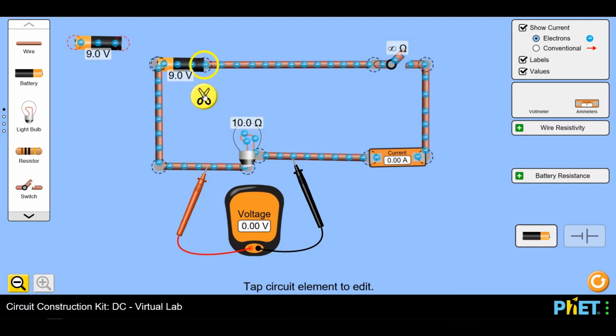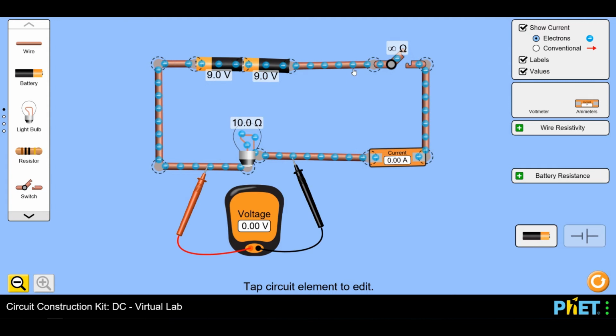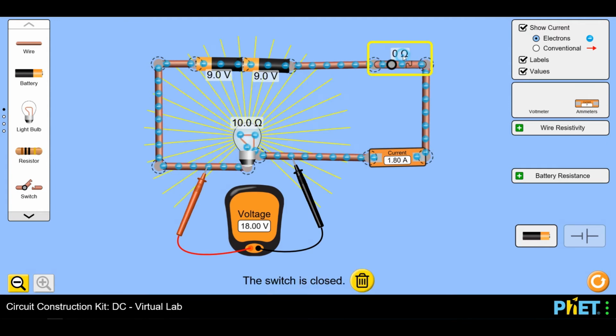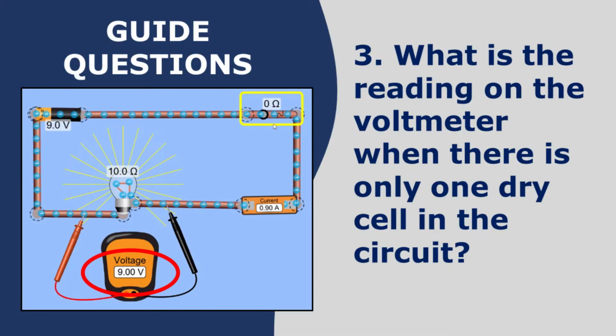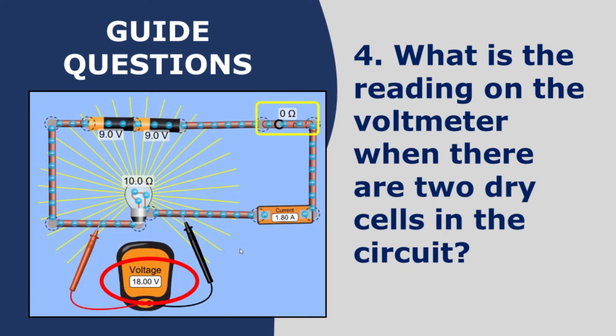Open the circuit again, then add another dry cell. Close the circuit again, then note the reading in the voltmeter in your notebook. Please answer the guide questions in your notebook. Guide questions. Number 3. What is the reading on the voltmeter when there is only one dry cell in the circuit? Number 4. What is the reading on the voltmeter when there are two dry cells in the circuit?